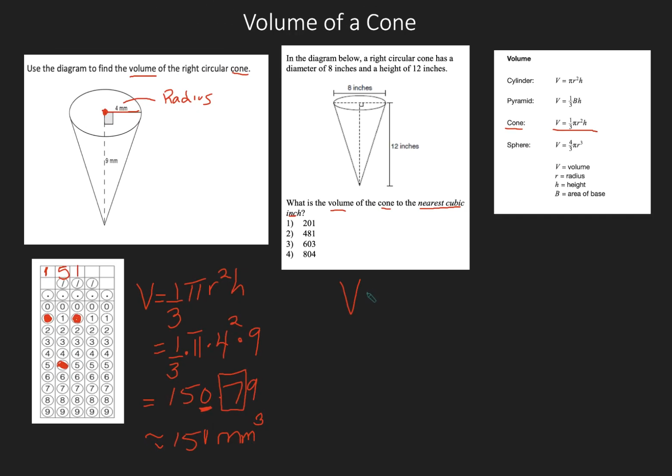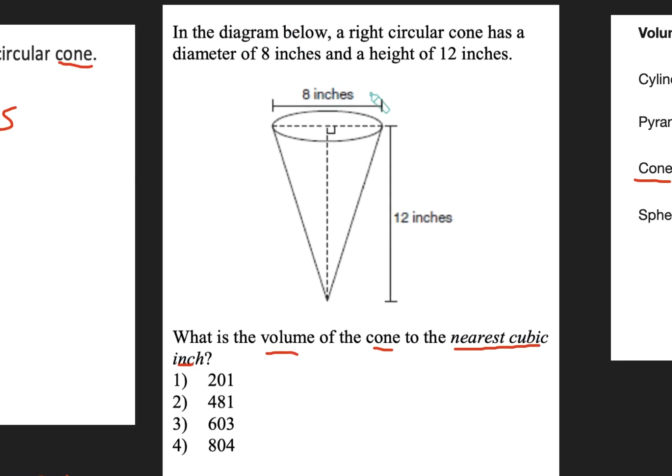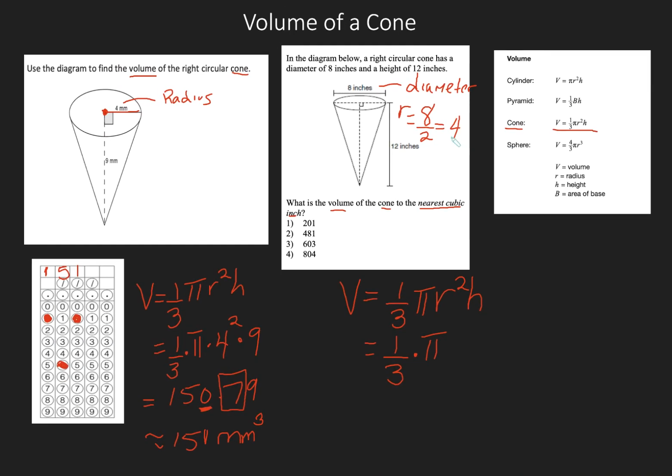So I write my formula. V equals a third times pi r squared times your height. A third. I'm going to keep pi as pi. Now, the 8 inches is my diameter. Therefore, my radius would be half of that. So I'm going to divide my 8 by 2, which gives me 4. So my radius is going to be 4 squared, and my height is 12.